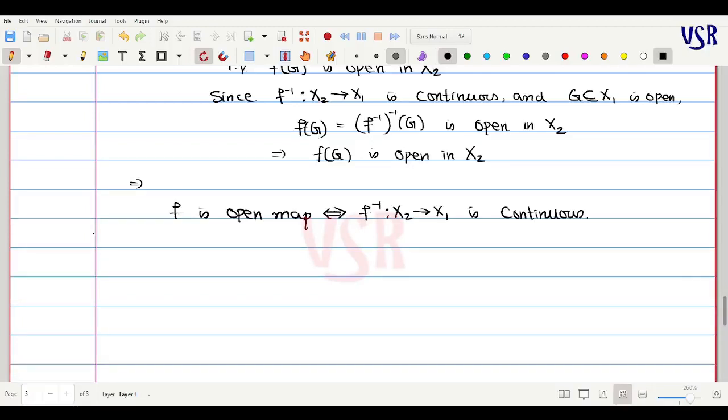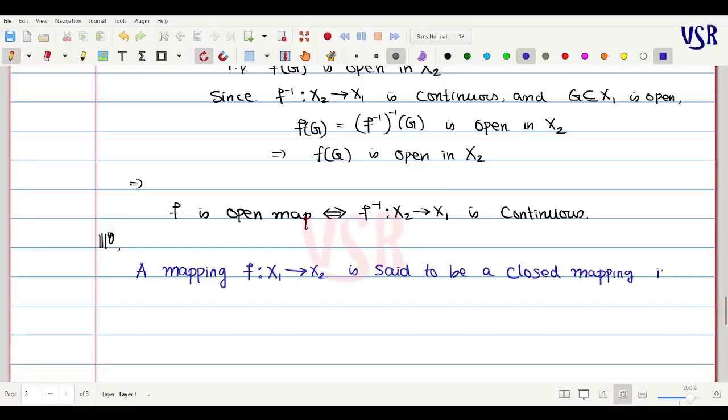Similarly, we can define a map. I am going to define a new function, that is, a mapping f from X1 to X2 is said to be a closed mapping if f of capital F is closed in X2 for all F closed in X1. Take a closed set in X1, and its image should be closed in X2.